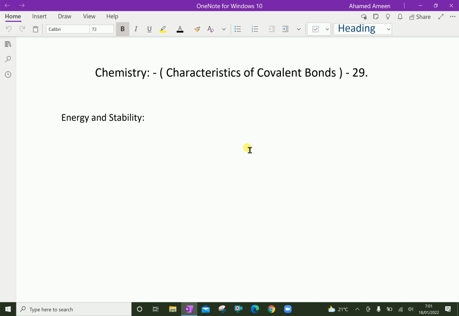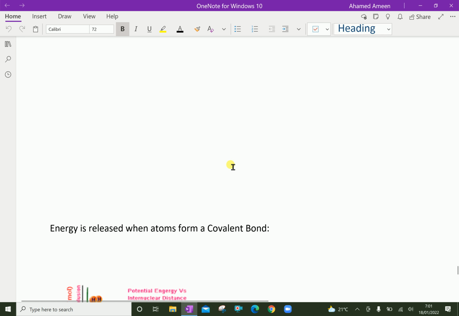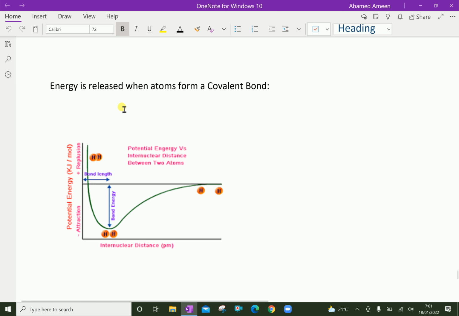After two hydrogen atoms form a covalent bond, each of them can have an electron configuration like that of helium, which has relatively low potential energy and high stability. Thus, bonding causes a decrease in energy for the atoms. This energy is released to the surroundings. Next, energy is released when atoms form a covalent bond.